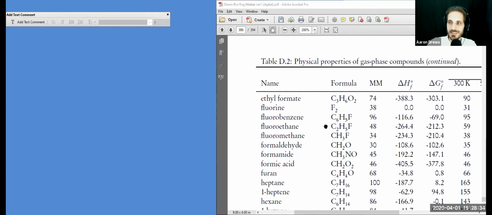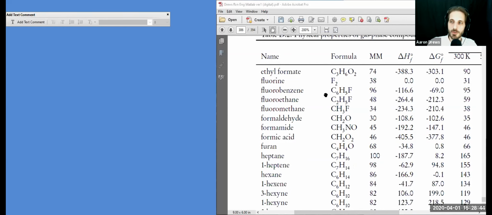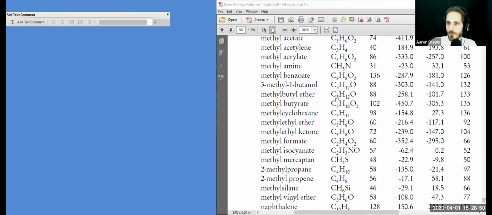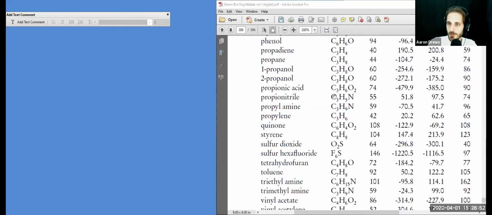Make sure you're in table D2. So if you look up at the top of table D2, it says properties of gas phase compounds. If you're dealing with a liquid, it should be review from thermo. If you're dealing with a liquid, go get the enthalpy of formation for the liquid phase. And if we have time, we'll get to an example of how that would work as well.